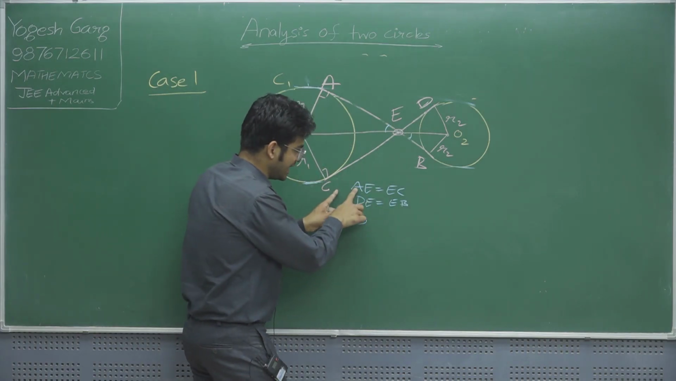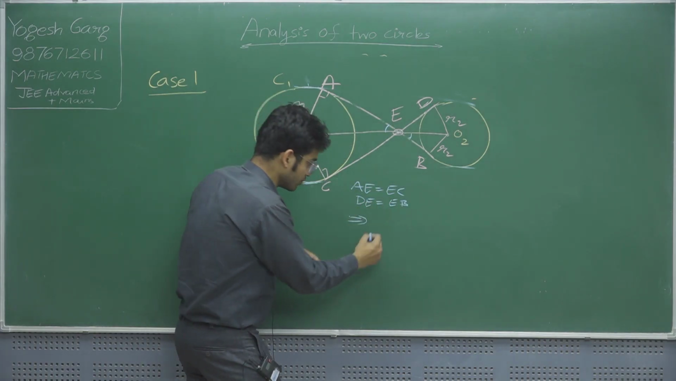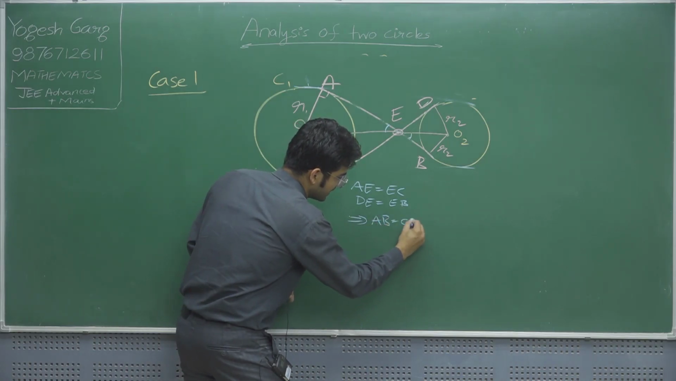How to add this? Add EB to AE, and add EC to DE. Thus we can say AB is equal to CD. Fine. So this is easy.